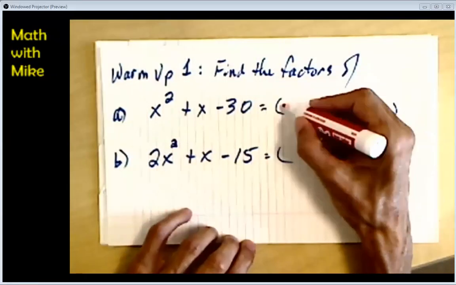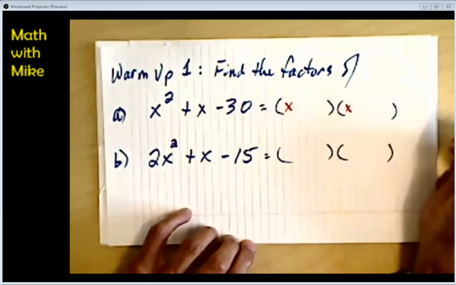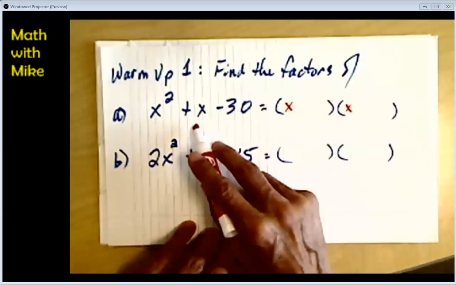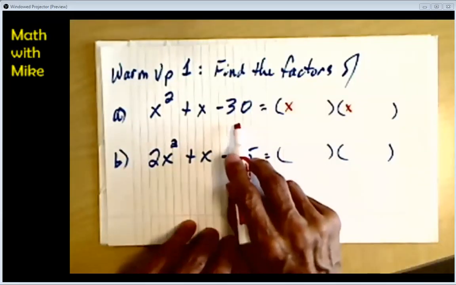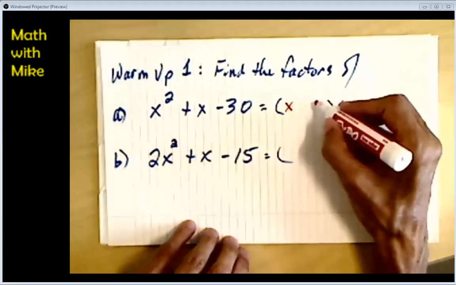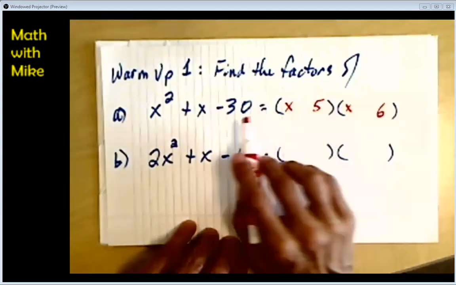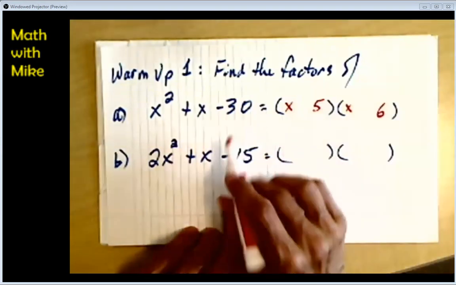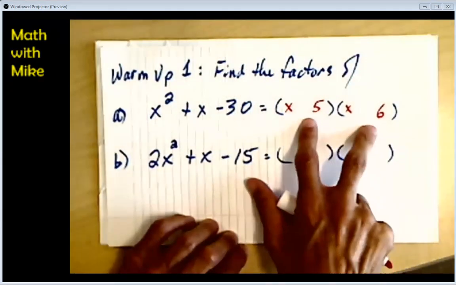We got x and we got x, and multiplies to minus 30. So we got 5 and 6. 5 and 6 multiply to 30 there. And the second one is, one of them is 3 and one of them is -5.